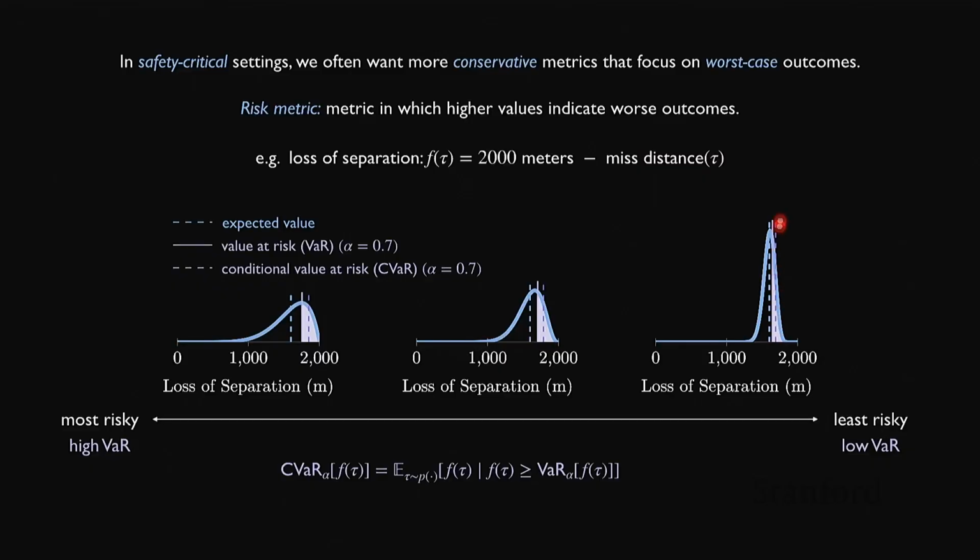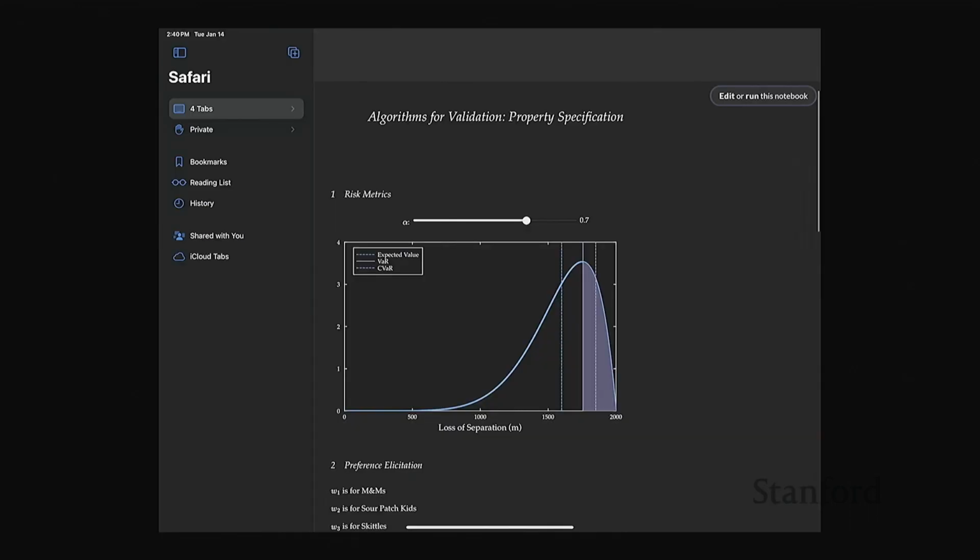So does that mean anything that's above the expected value? So for the CVAR, we take anything that's above the value at risk as the worst case outcome. And let me go over to a demo real quick, because that might clear this up. So we have this parameter alpha that we can control here. I've been talking about it being 0.7, but this essentially controls how conservative we want to be.